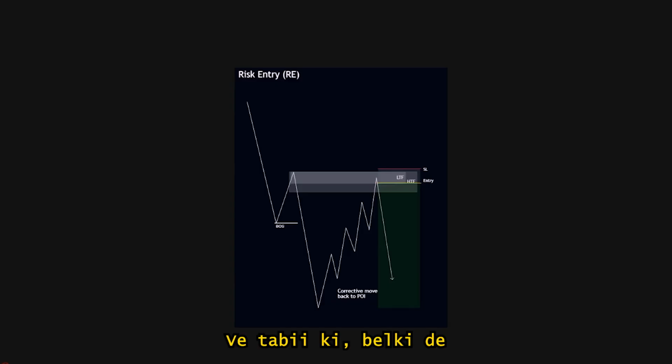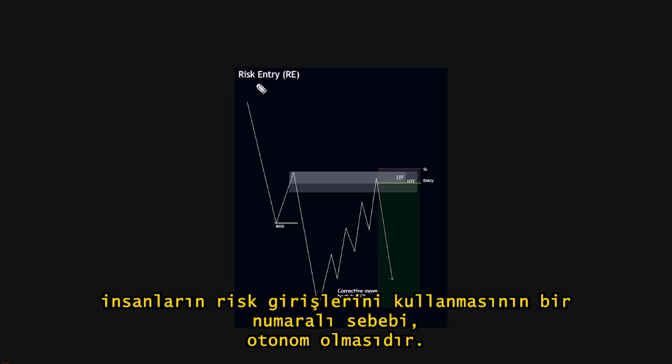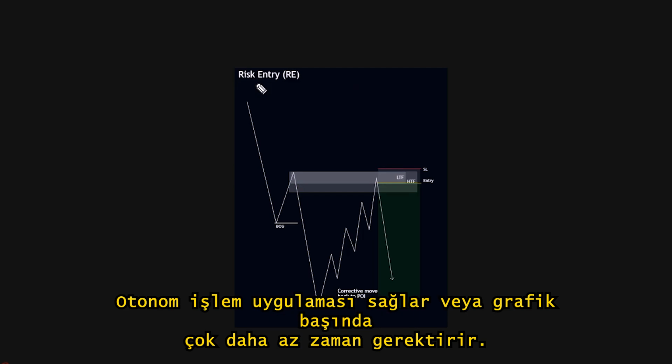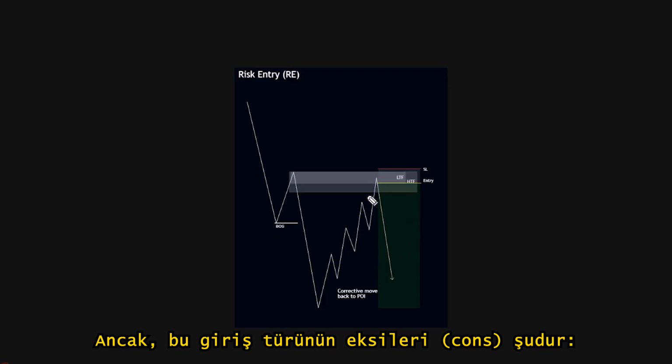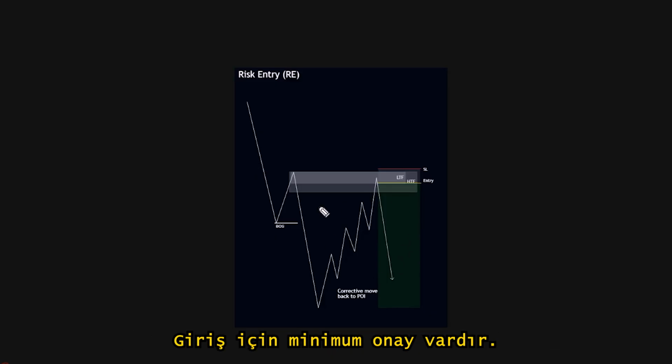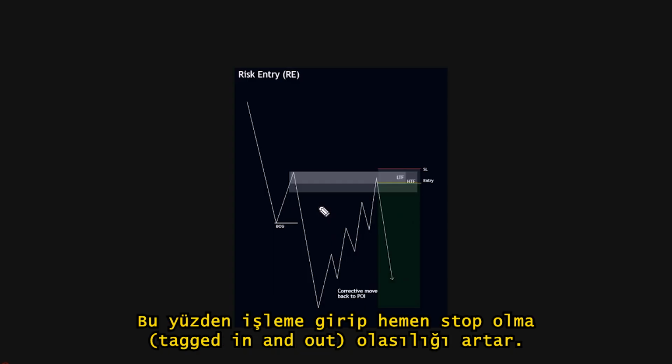And of course, maybe the number one reason why people use risk entries is because it's autonomous. It gives you autonomous execution, so it requires a lot less chart time. However, the con of this entry type is that it is minimal confirmation for entry. So the likelihood of being tagged in and out of a trade is increased.